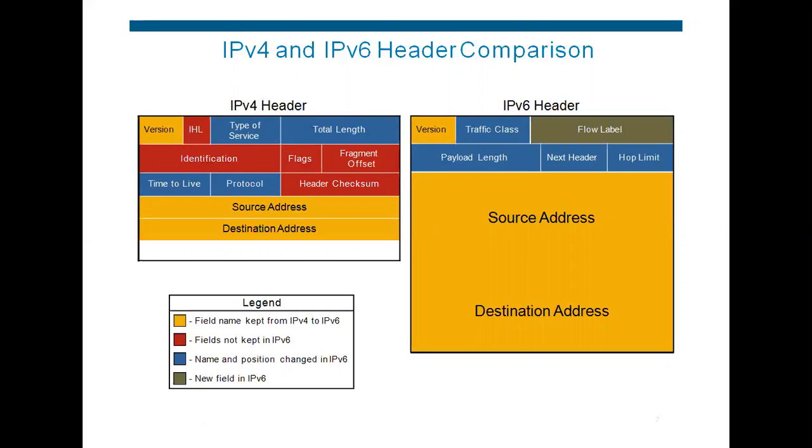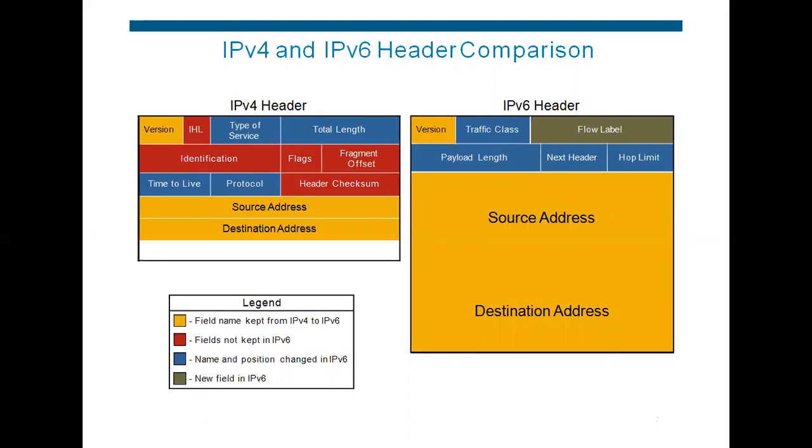Then the blue color fields: name and position changed in IP version 6. Name changed, position changed. Otherwise, both are the same. You can say the functionality is the same, only name and position change. Like type of service. Type of service means a class of service or priority. If you have to give some priority to particular traffic, this particular field will help. So traffic class, here the name changed in IP version 6. Type of service has now become traffic class. But the remaining functionality is the same.